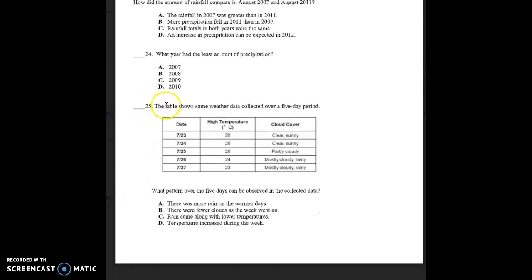Number 25. The table shows some weather data collected over a 5-day period. What pattern over the 5 days can be observed in the collected data? A. There was more rain on the warmer days. B. There were fewer clouds as the week went on. C. Rain came along with lower temperatures. D. Temperature increased during the week.